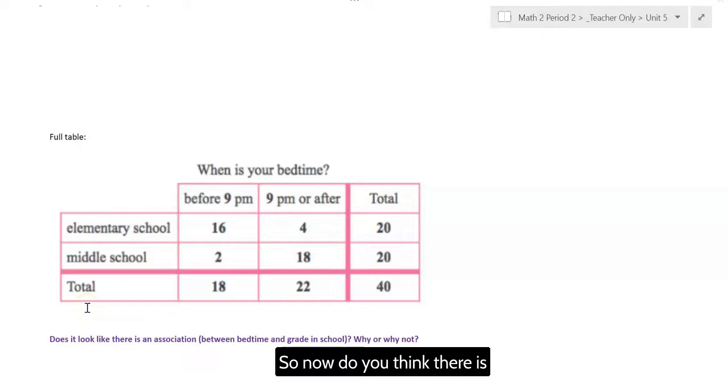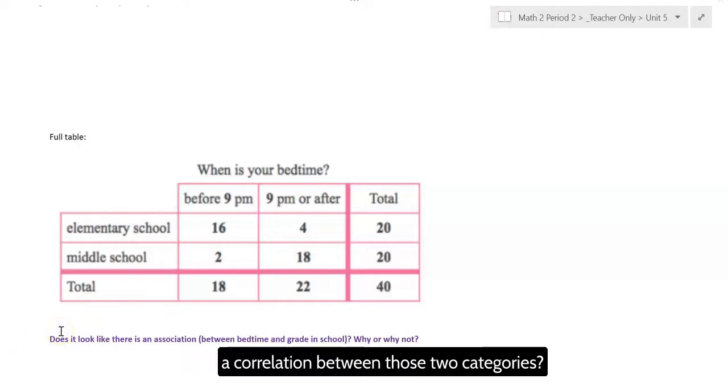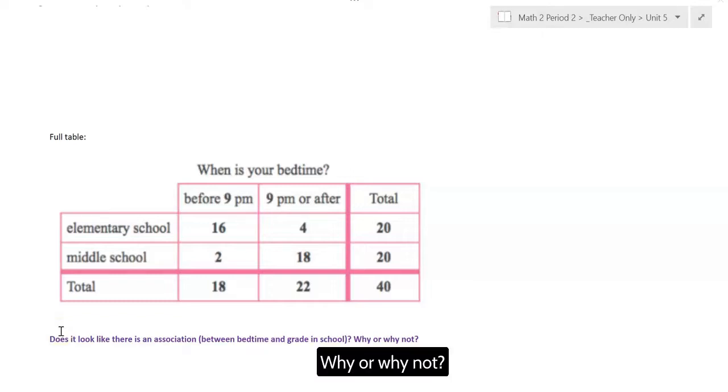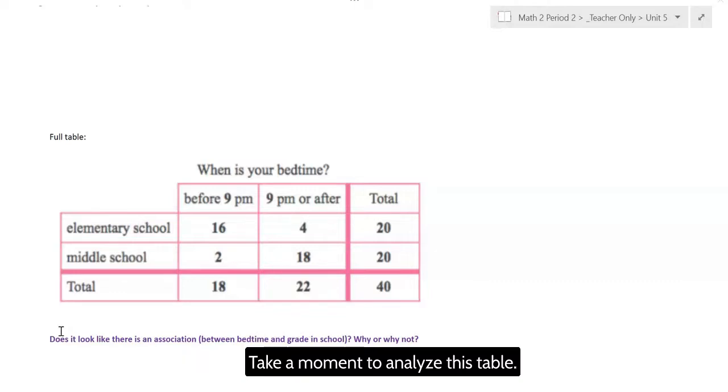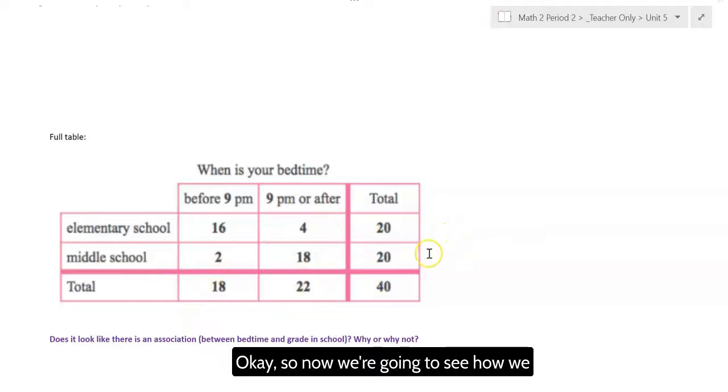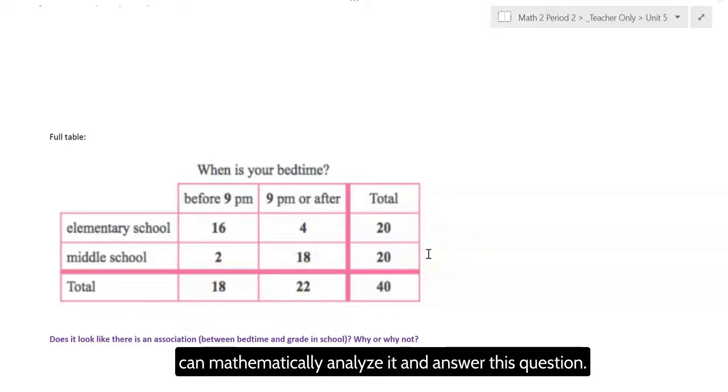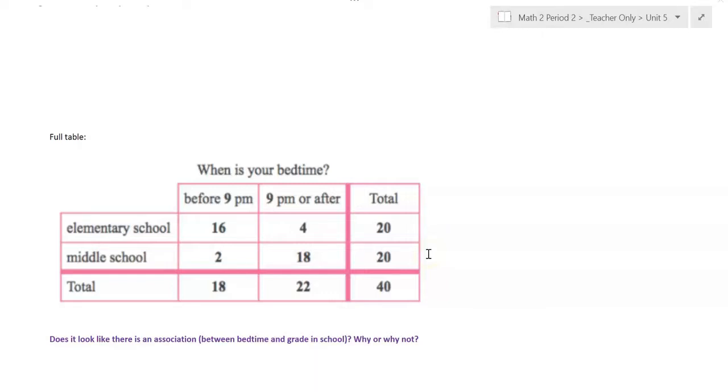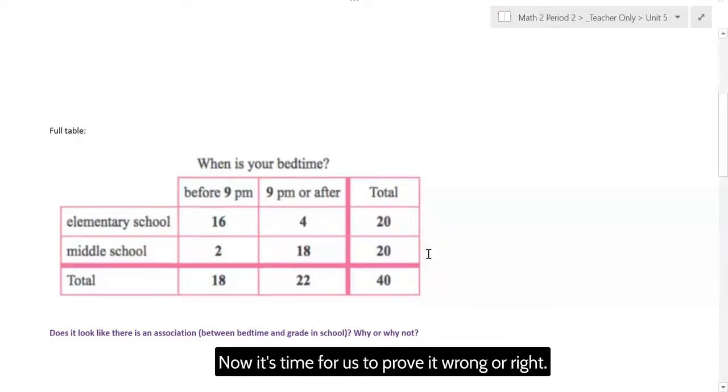So now, do you think there is a correlation between those two categories? Why or why not? Take a moment to analyze this table. Okay, so now we are going to see how we can mathematically analyze it and answer this question. You might have an opinion about it. Now it's time for us to prove it wrong or right.